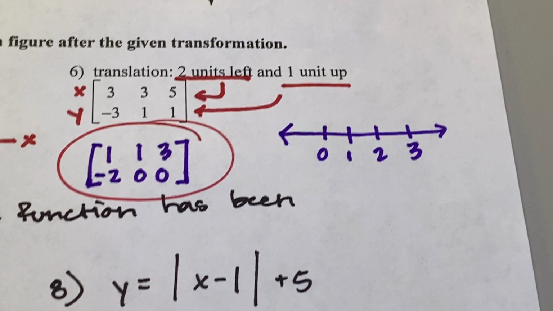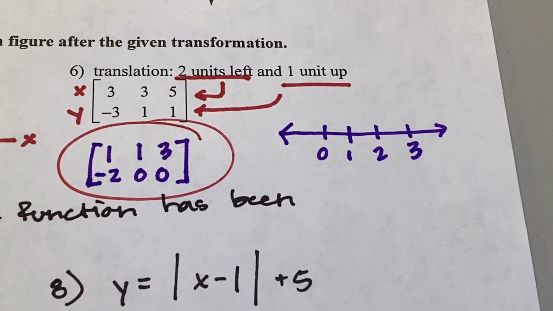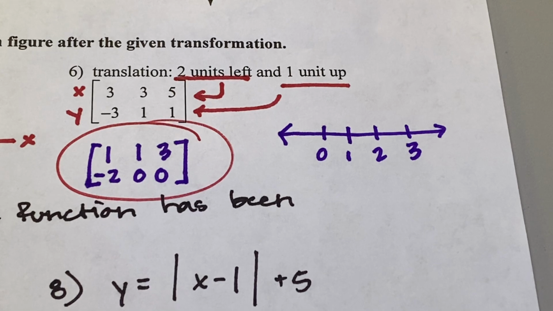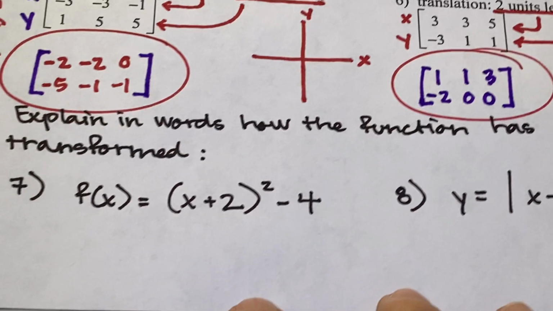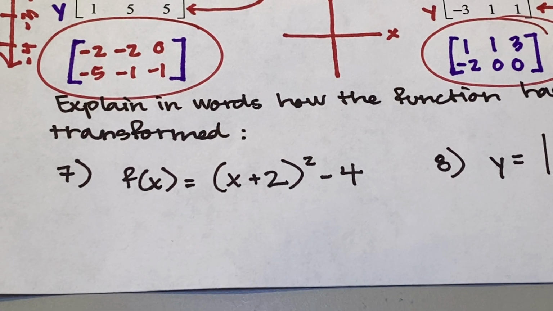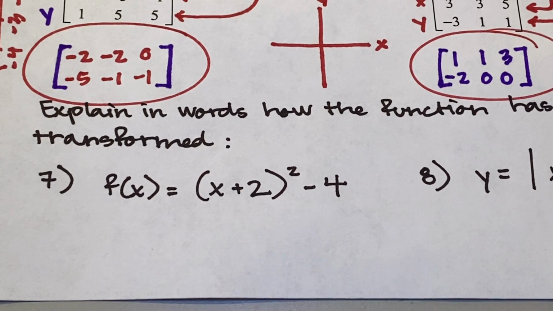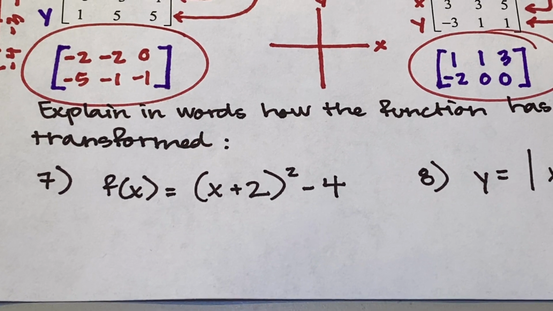Okay. Nice job, you guys. So that's how we just found basically new coordinate points. It's almost like you took a graph, but you didn't even need it, and you moved it somehow. Okay, so let's look now at our next examples. This is the opposite of what we had to do for our starter. It says explain in words how the function has been transformed.